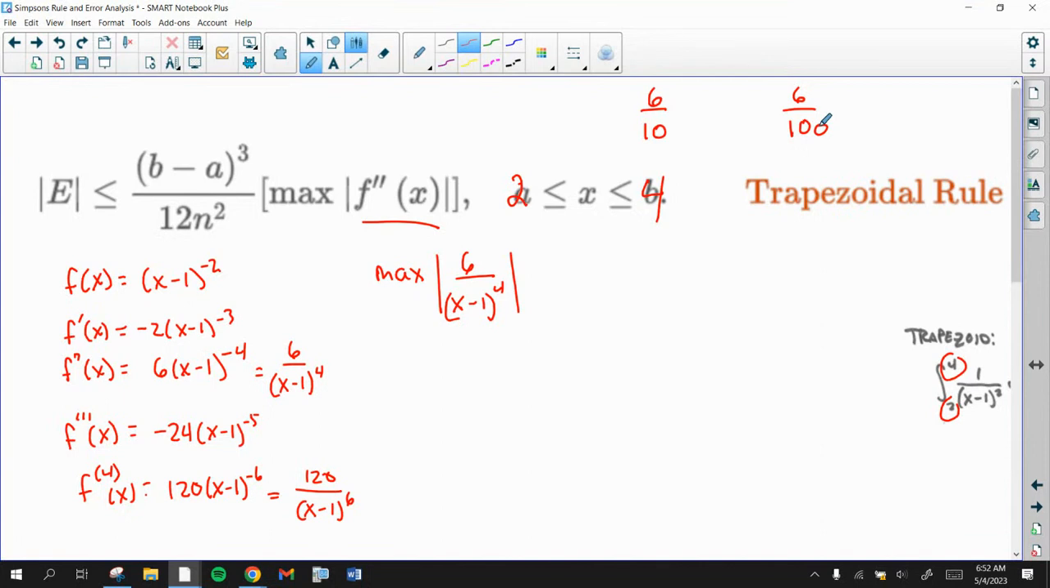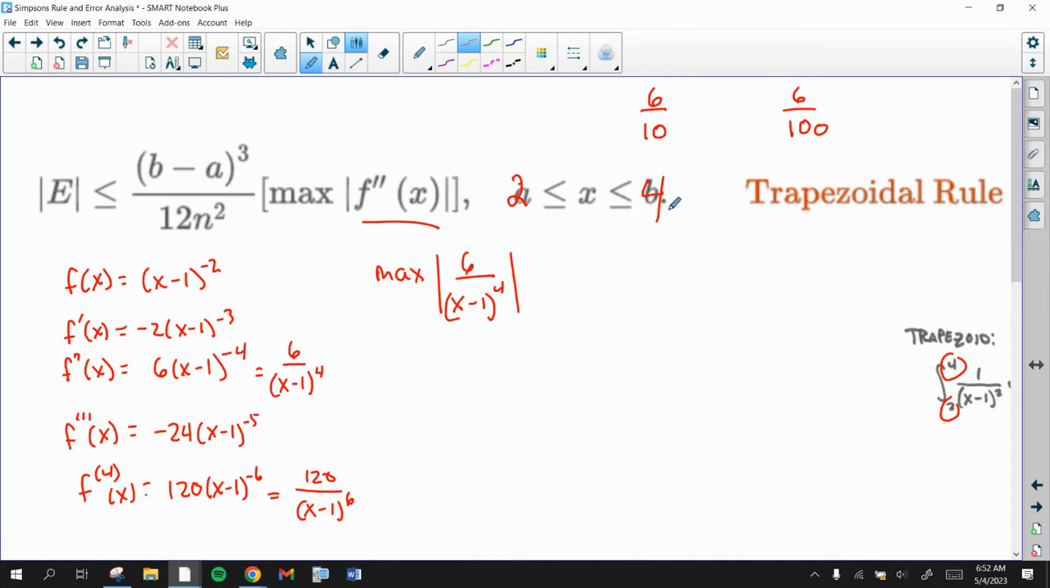So a generalization is, if you have the same constant numerator, as the denominator gets bigger, the fraction gets smaller. So in this case, we want the biggest this derivative could be on the interval from 2 to 4. Thus, we want the denominator to be as small as it can get, thus making the biggest fraction.